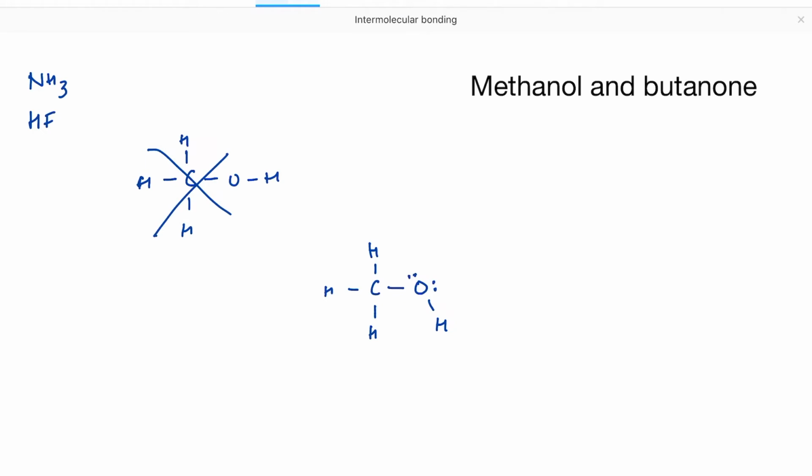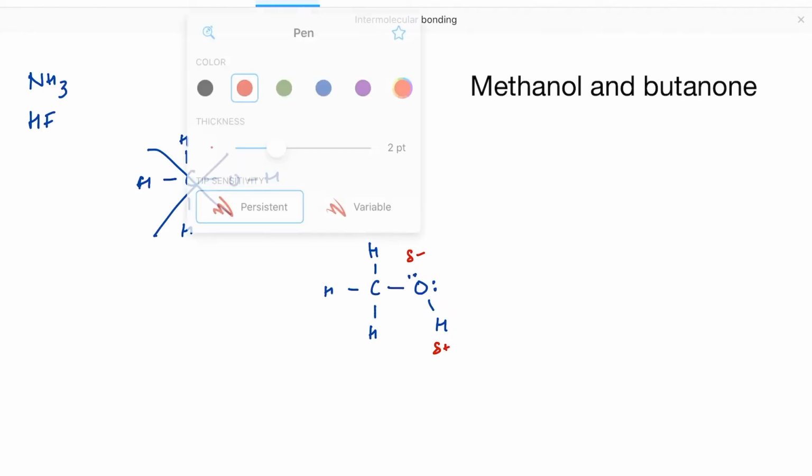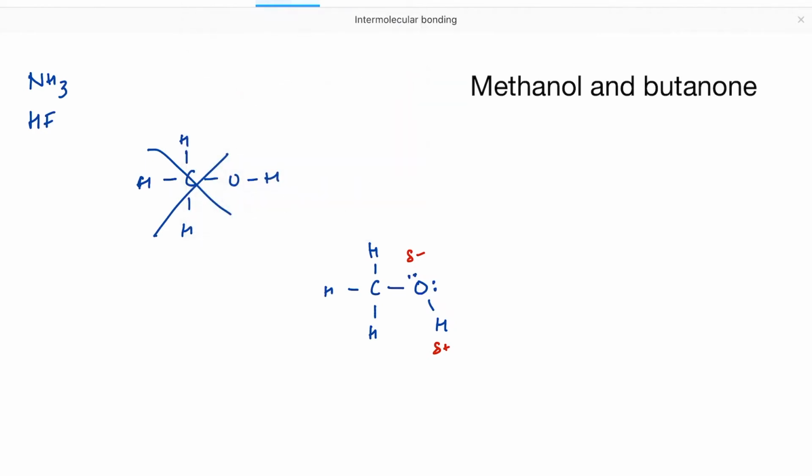104.5 bond angle in the bent or the V-shaped non-linear shape around that oxygen atom. I've drawn in my lone pairs. I'm also going to make a point of putting in the relevant delta plus, delta minus. I know the carbon will also be delta positive, but in terms of hydrogen bonding, it's not part of this game, so I'm just going to ignore it for now.